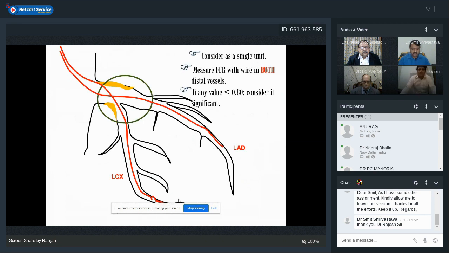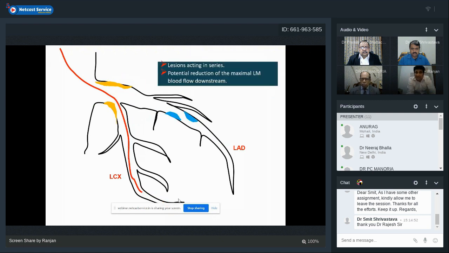It is a little complex because you need to do FFR to both the arteries, both LAD and LCX. In this case, the disease is only in left main, hence FFR is simple to do. We need to do FFR to both LAD and circumflex. If either of them is significant, then left main is significant. The rule is either: with the lesion only in left main, if either of the arteries is significant, left main is significant.